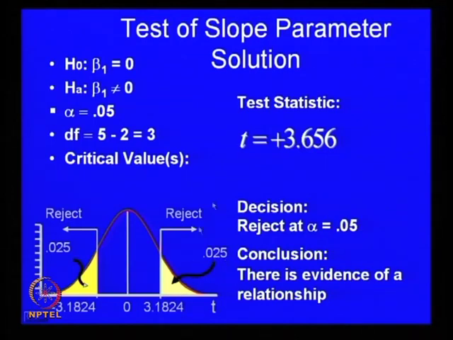And since the observed value lies in the critical region, we are going to reject the null hypothesis at alpha level of significance and conclude that there is evidence of linear relationship between the response variable and the regressor variable.